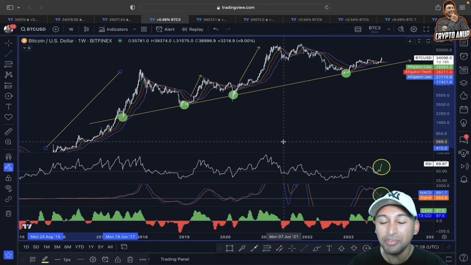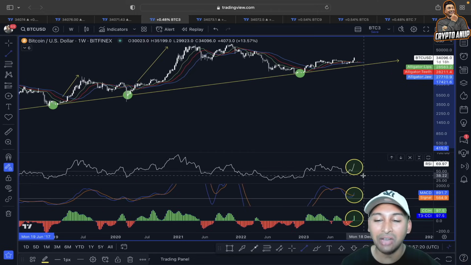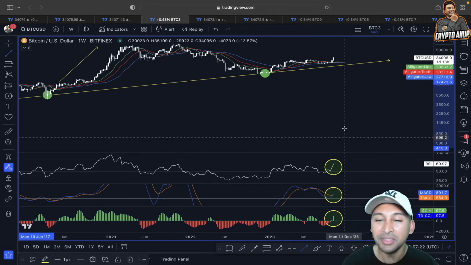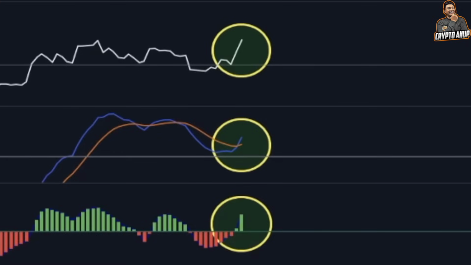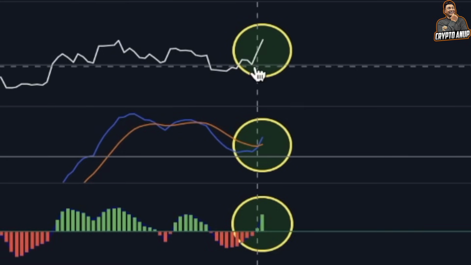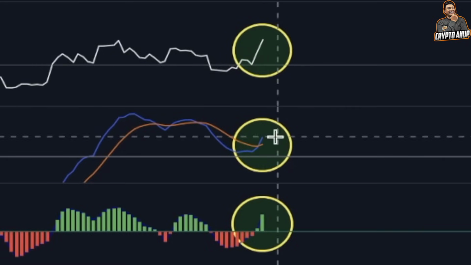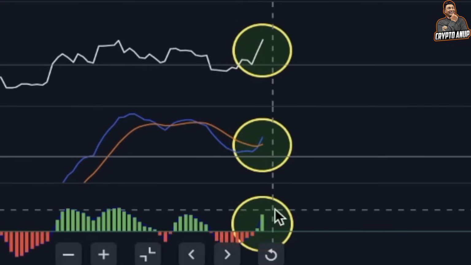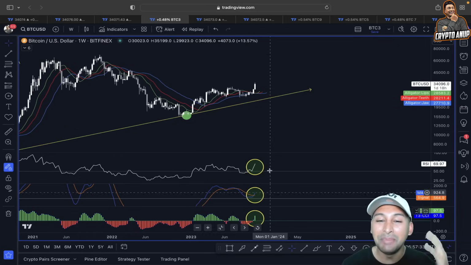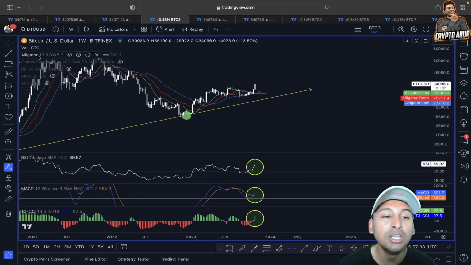And for better confirmation, what I did, I included RSI, MACD and T3 CCI indicators as well. I mean, even this RSI is clearly above 50. MACD is forming a bullish MACD cross, T3 CCI is in positive territory. I mean, this bullish move actually looks super real.